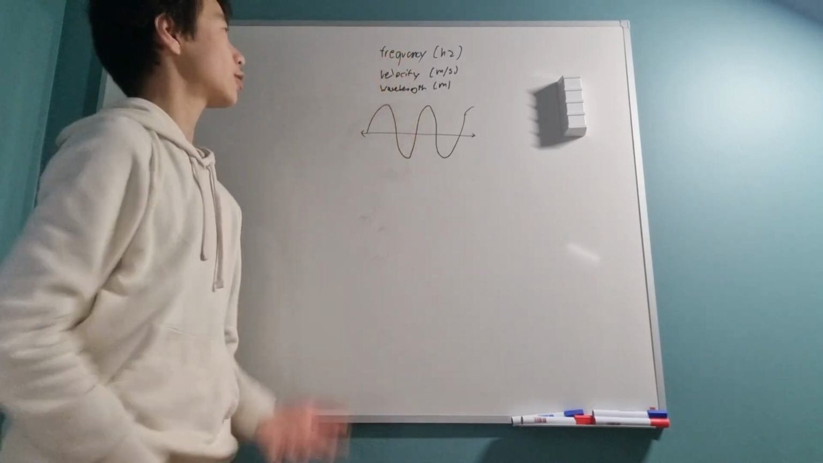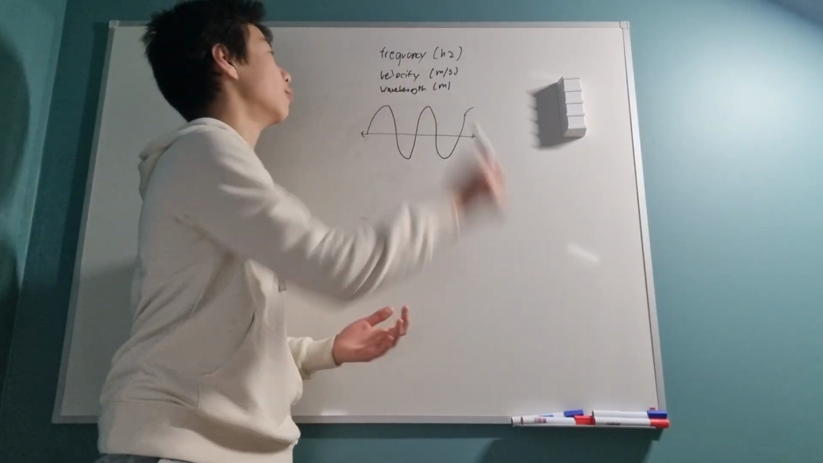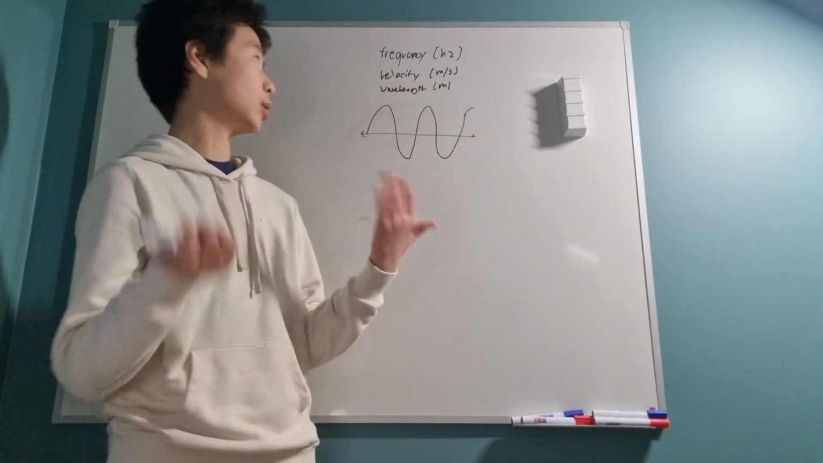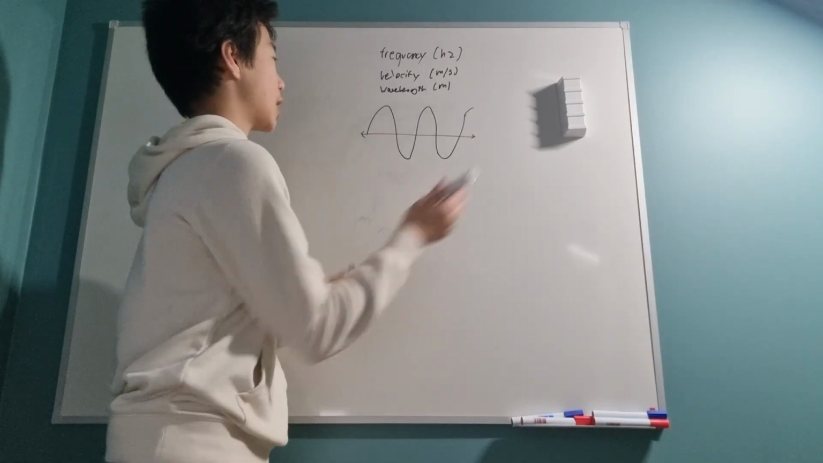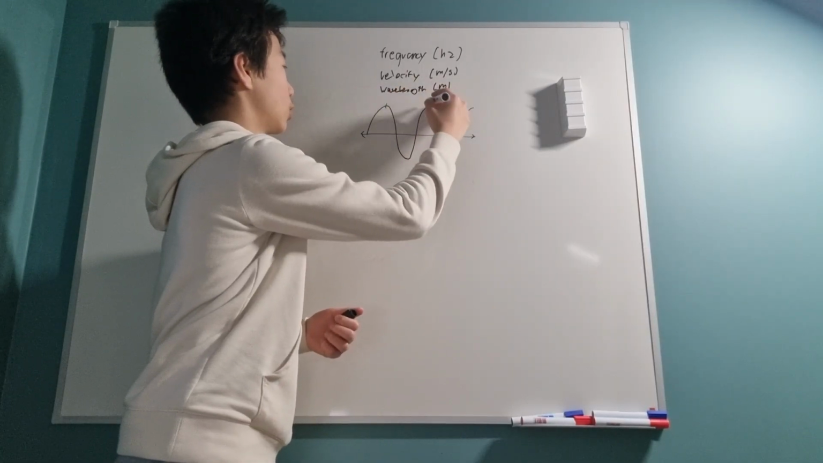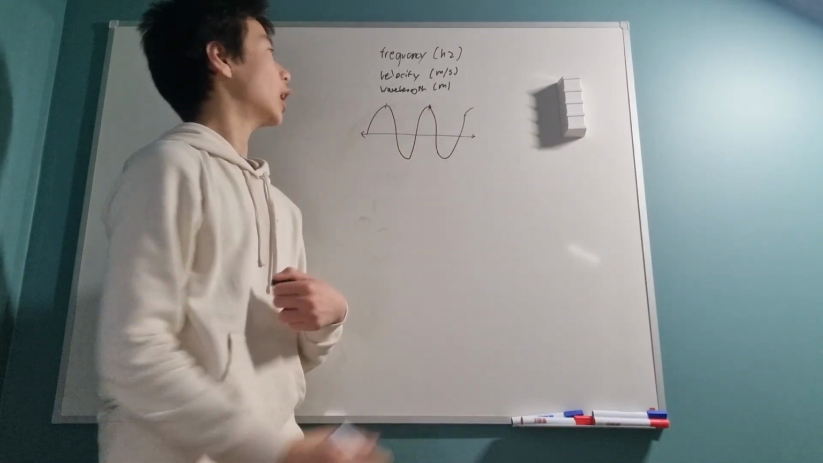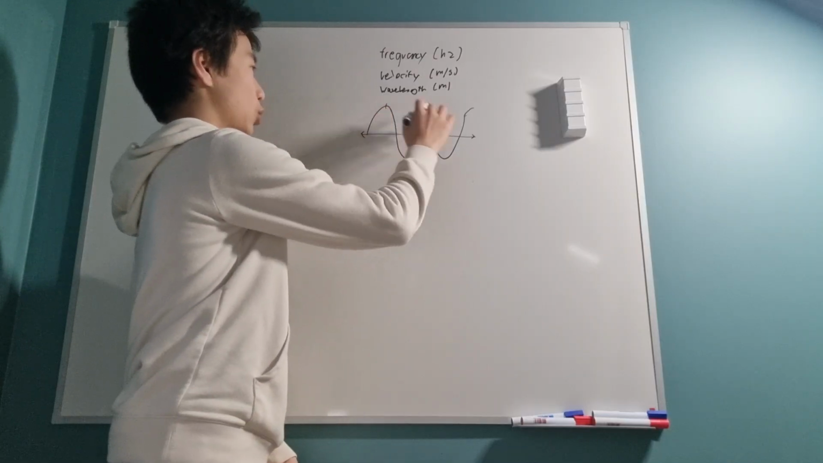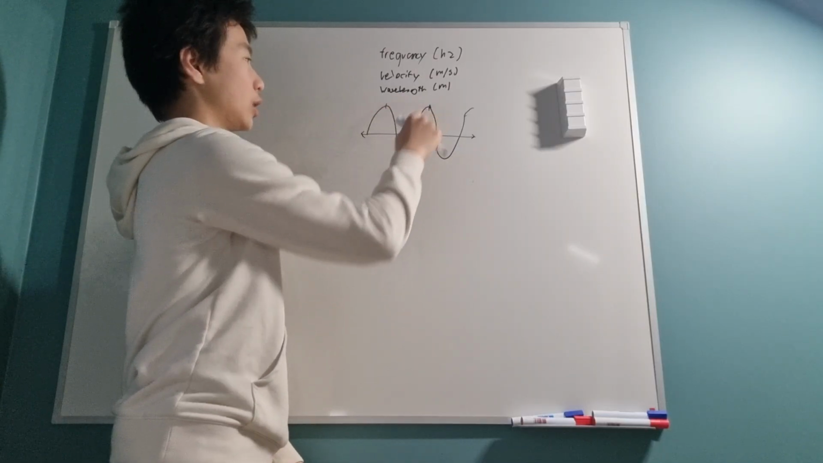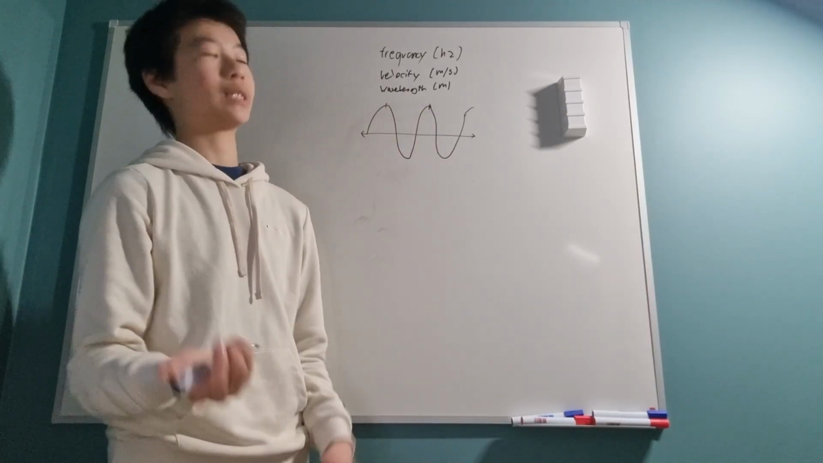So hertz for frequency, which is basically how many cycles in a second, meters a second for velocity, how many meters a second, and wavelength is the amount of meters. So we can describe, for example, the distance from this point to this point. We can describe how fast the wave is going, and we can also describe how many times this point goes to that point when it's moving for 1 second.